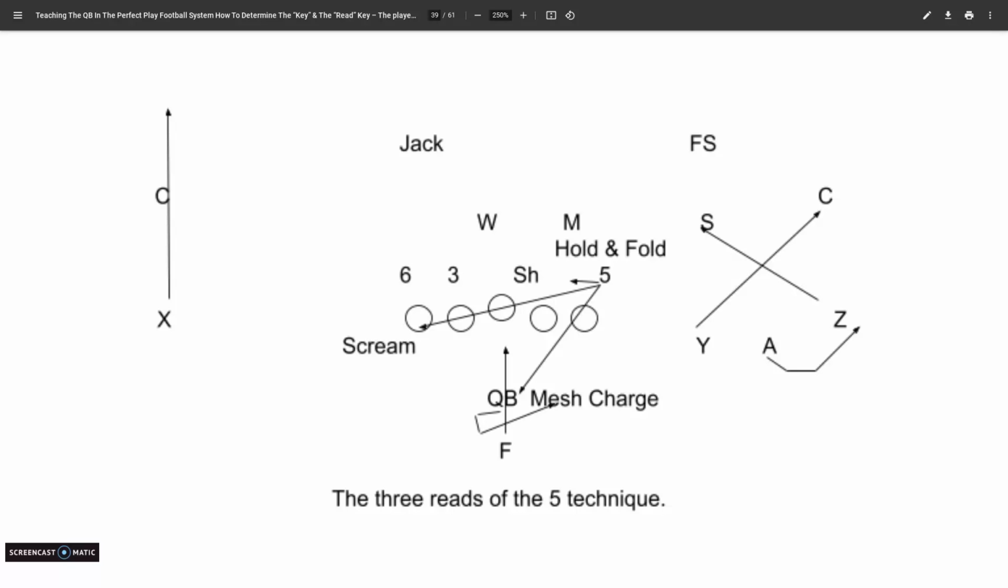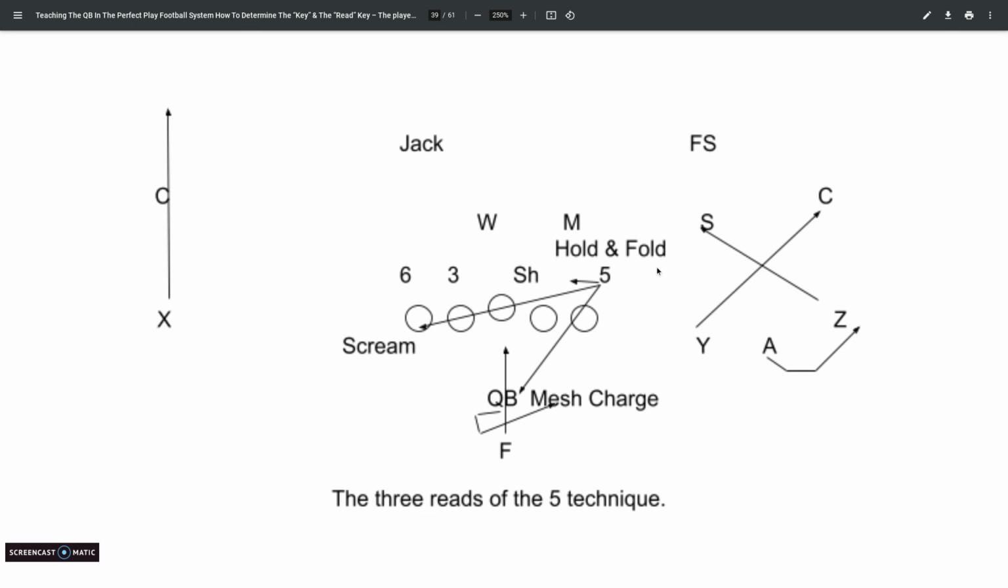If you have a slow-footed quarterback, one that's not a good runner, not good in space, then I would encourage you to hand the ball off. So that kind of depends on your personnel. I've done it both ways. I used to always say just hand off on a mesh charge, but I've kind of changed that based on the personality and the ability of my quarterback.